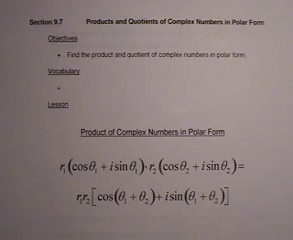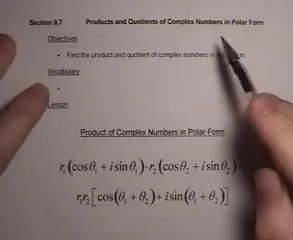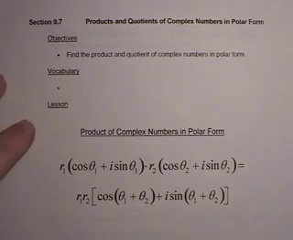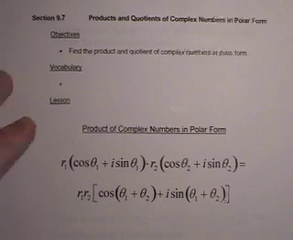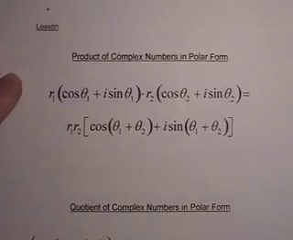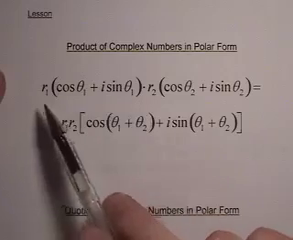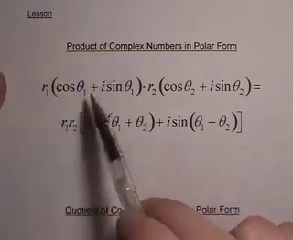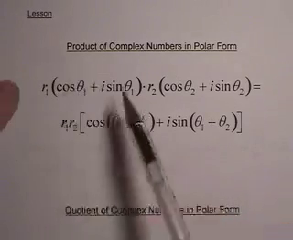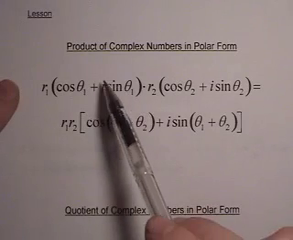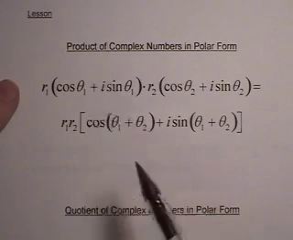Okay, let's look at 9-7, products and quotients. Complex numbers, polar form. So remember, polar form is in thetas. If we zoom in a little bit, the first one we have is a product. You take one polar form, r cosine theta plus i sine theta. That's how we get the polar form of a complex number. The tip-off is the i here.